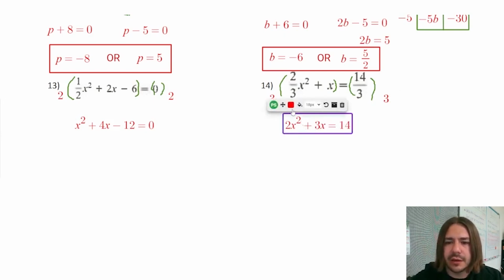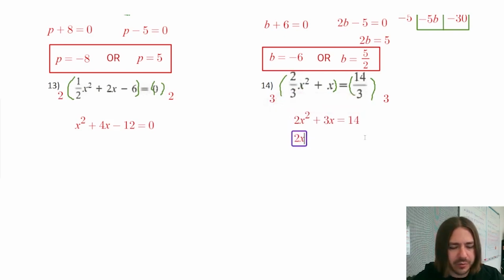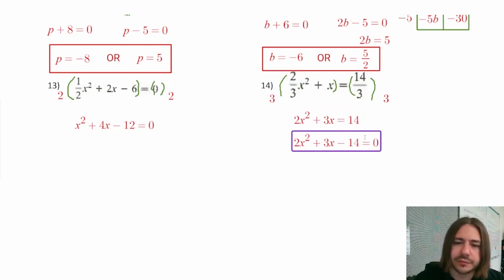And then, well, I might as well set this equal to 0, so that way we're just ready to go. 2x squared plus 3x minus 14 equals 0.